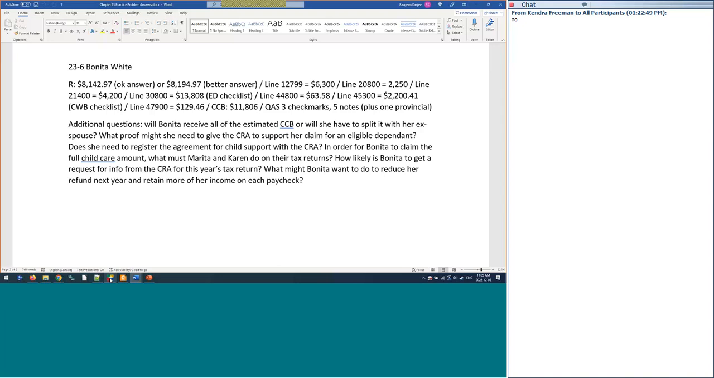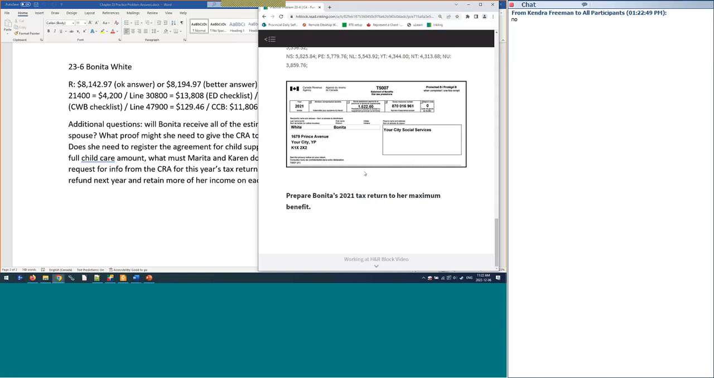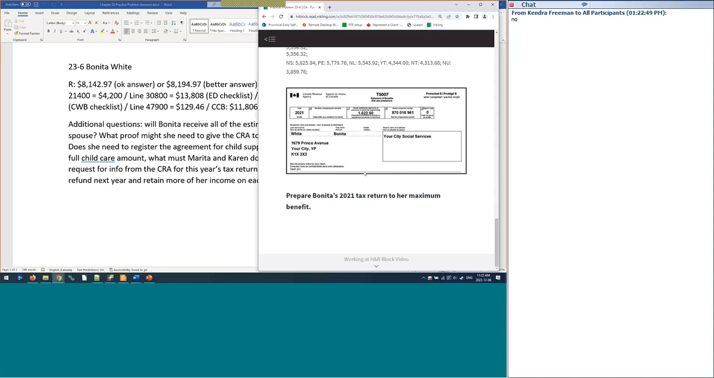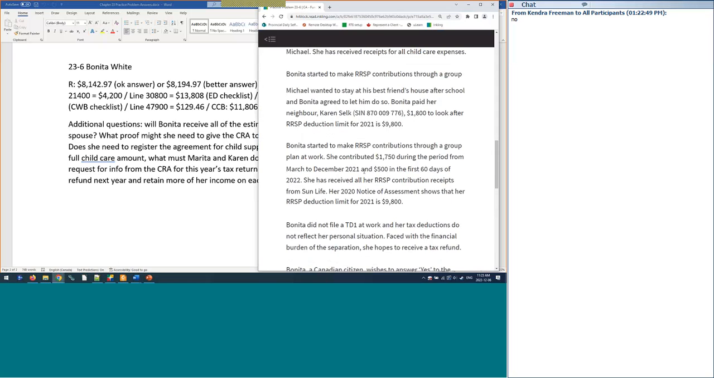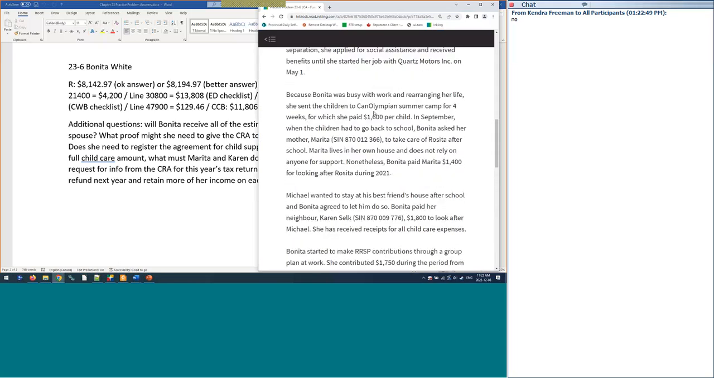Okay, the clue was in the case, and this is where I want to remind you that you really want to read the case carefully, in the same way that if you're interviewing a client, you want to think about the consequences of what they're saying. What type of camp did they go to? If it's called the Can Olympian Summer Camp, what activities are they probably doing? Active ones, fitness-related things. So because of that, remember in Manitoba we have a fitness credit. We're going to take a look at what we can do with those fees.